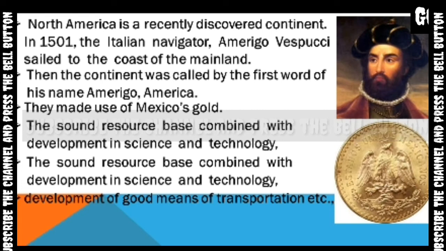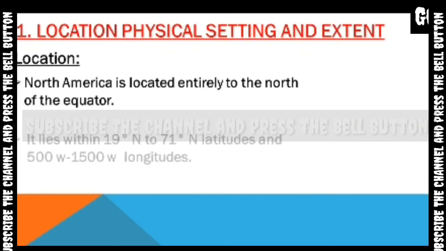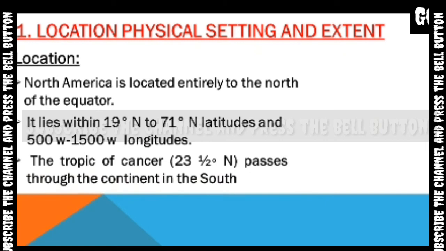North America has a sound resource base based on the physical features. First one is the location, physical setting, and extent. Location: North America is located entirely to the north of the equator. It lies within 19° north to 71° north latitudes and 50° west to 150° west longitude.